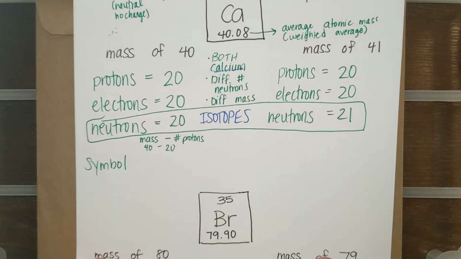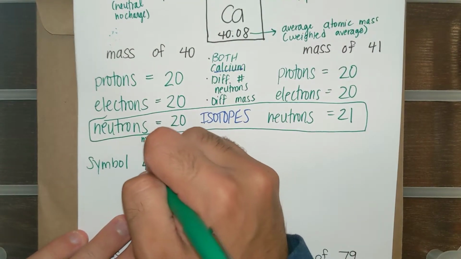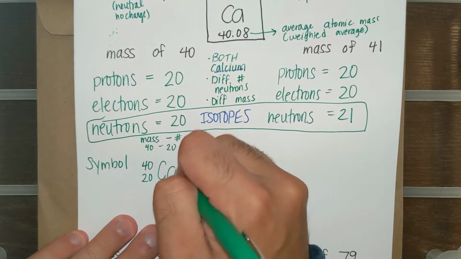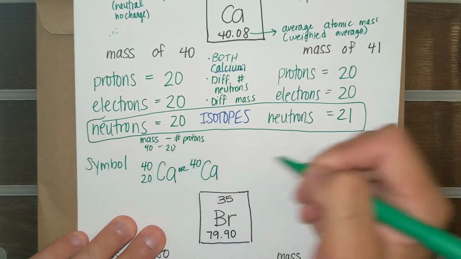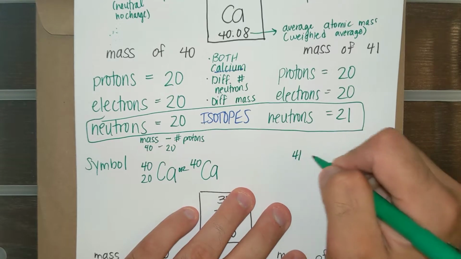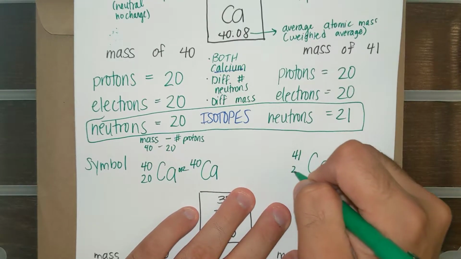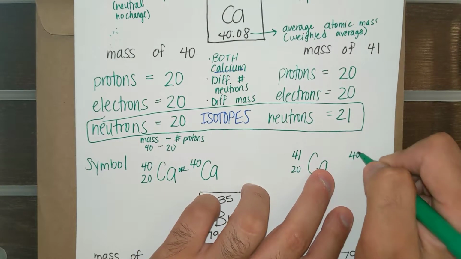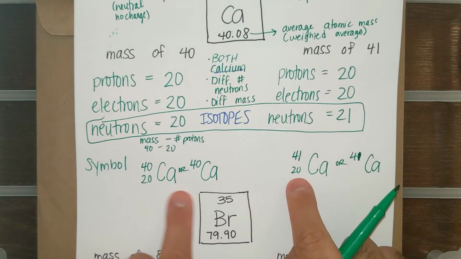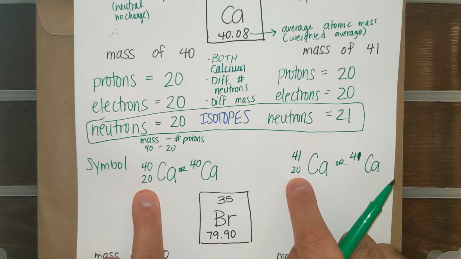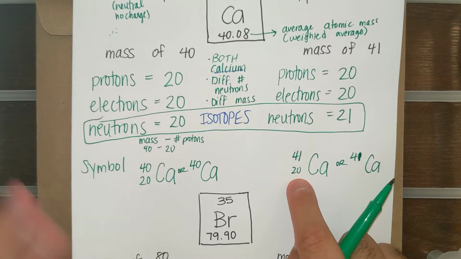And then the way that I would write the symbol, I would do 40 over 20 Ca, or I could just say 40 Ca, or I could do 41 over 20 Ca, or 41 Ca. Remember, sometimes you might not see the atomic number on the bottom because it's assumed that it's a 20.